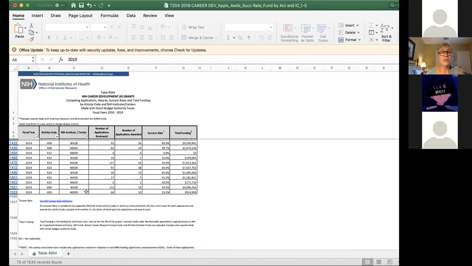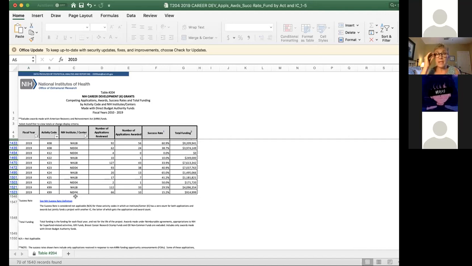And it goes through 2019. They're gathering the data now for the 2020. But again, this is a great way if you think that there might be 2 different Ks that you would qualify for, or if you think that there are 2 different institutes that your research might fit under.